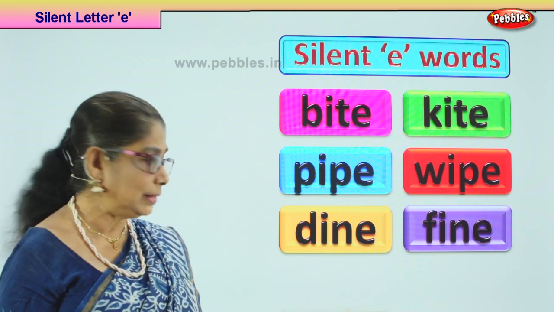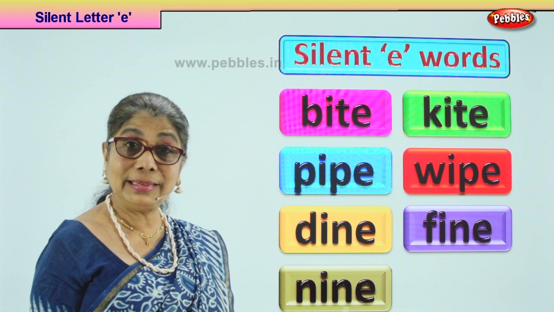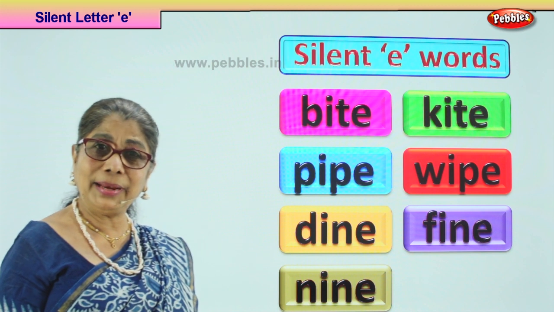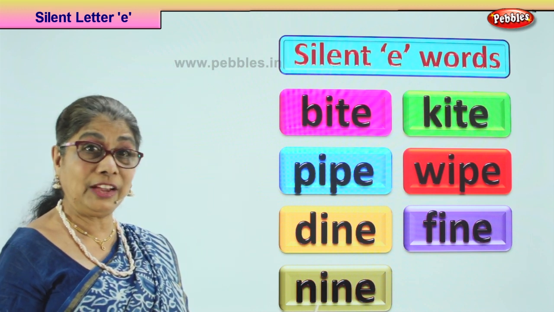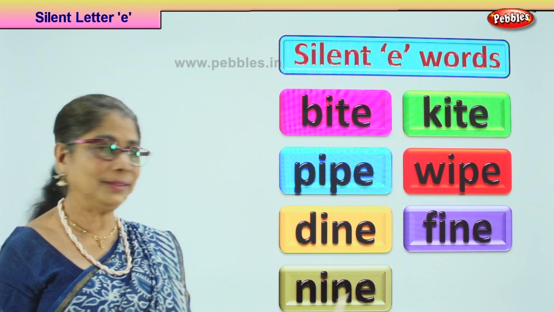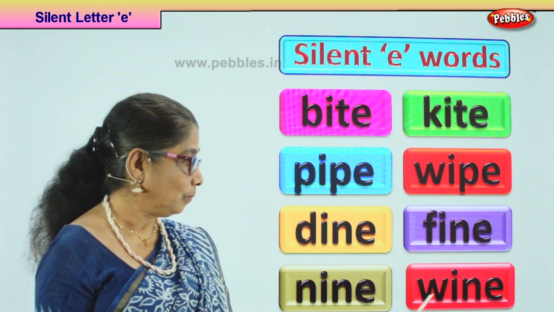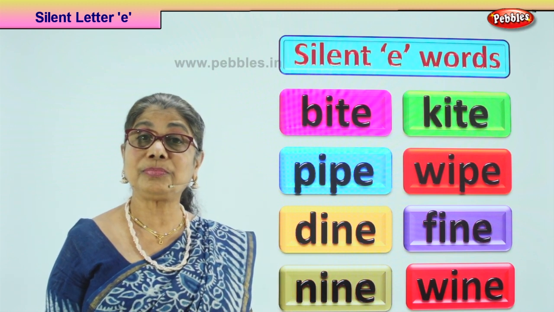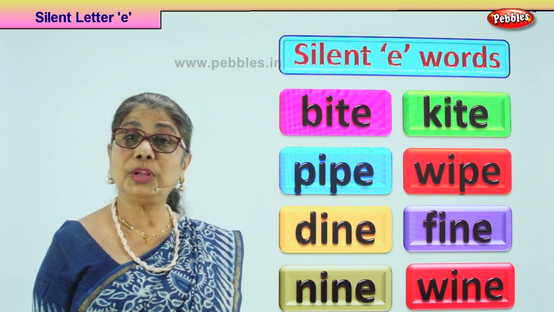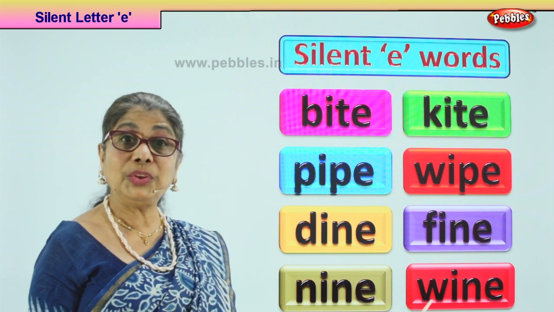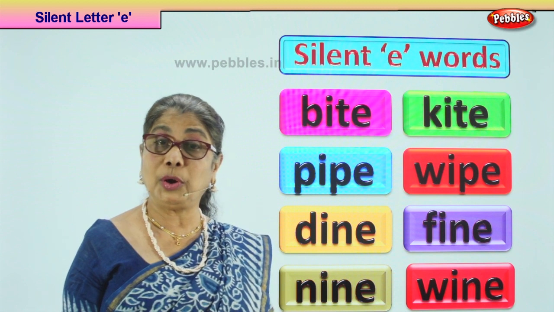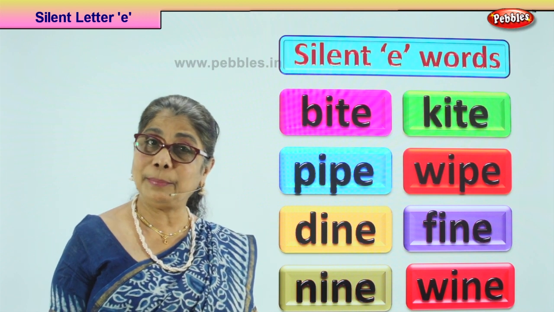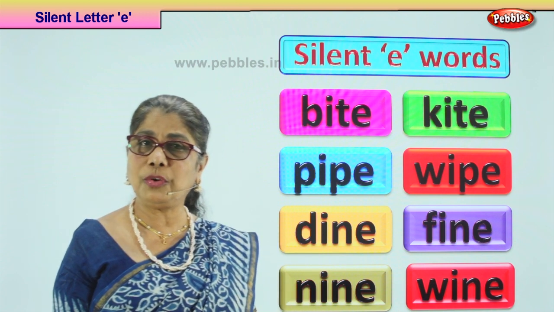Our next word is nine. Number nine. You know that rhyme, engine, engine, number nine? Nine is the spelling of the number. Good. Our next word is wine. What is wine? You crush grapes, store it, ferment it for 21 days and you get, what is that? You get wine and you store it in bottles. Okay? Grape wine, any wine, apple wine, pineapple wine. You can make wine out of anything.